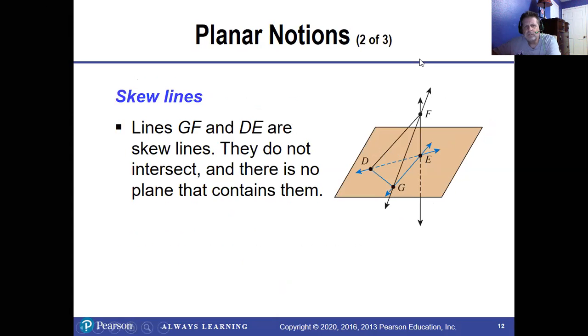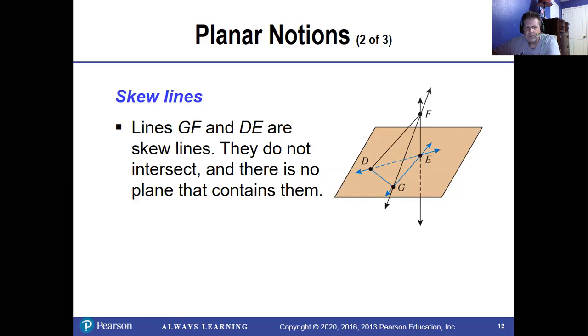All right, skew lines. These are one of my favorite terms, a skew line. Lines GF and DE are what's known as skew lines. They do not intersect, and there is no plane that contains them. Okay? I've heard it defined as they are lines that do not intersect and are not parallel. I think it's a better term.